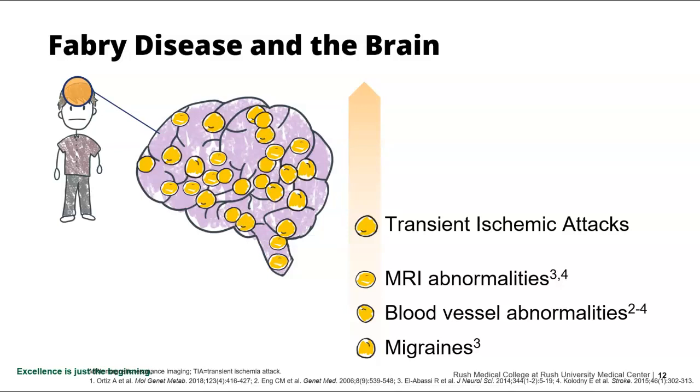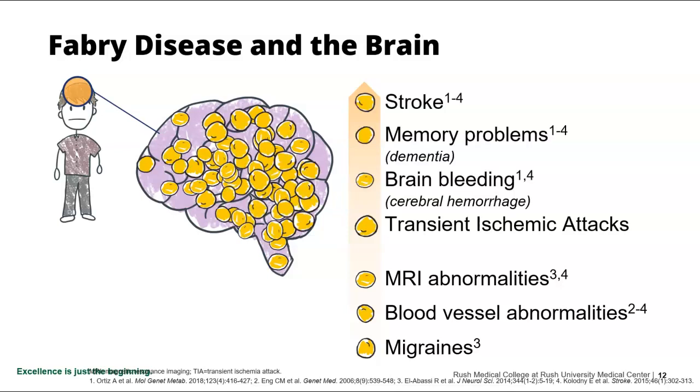So transient means it gets better, and then it doesn't get better. We have cerebral hemorrhage, we can have dementia, and then full-blown stroke. So the longer this accumulates, the more it accumulates in the brain, and so it's a progressive thing.